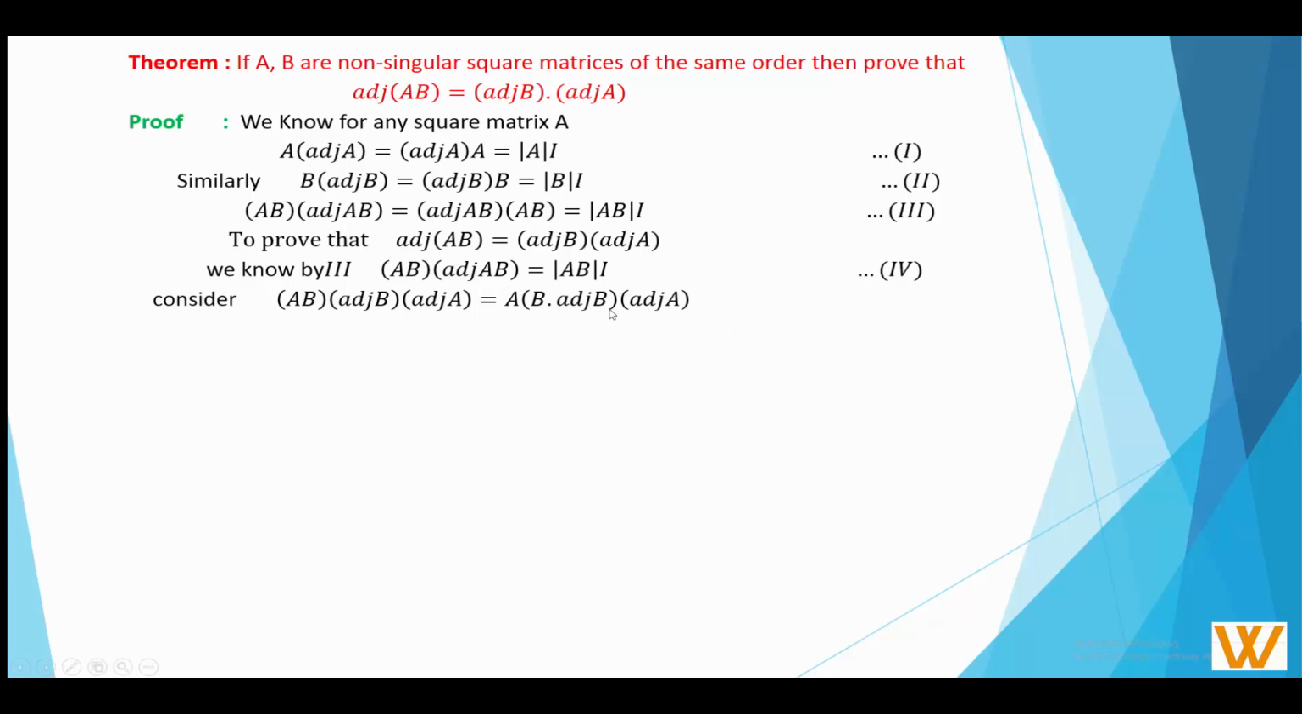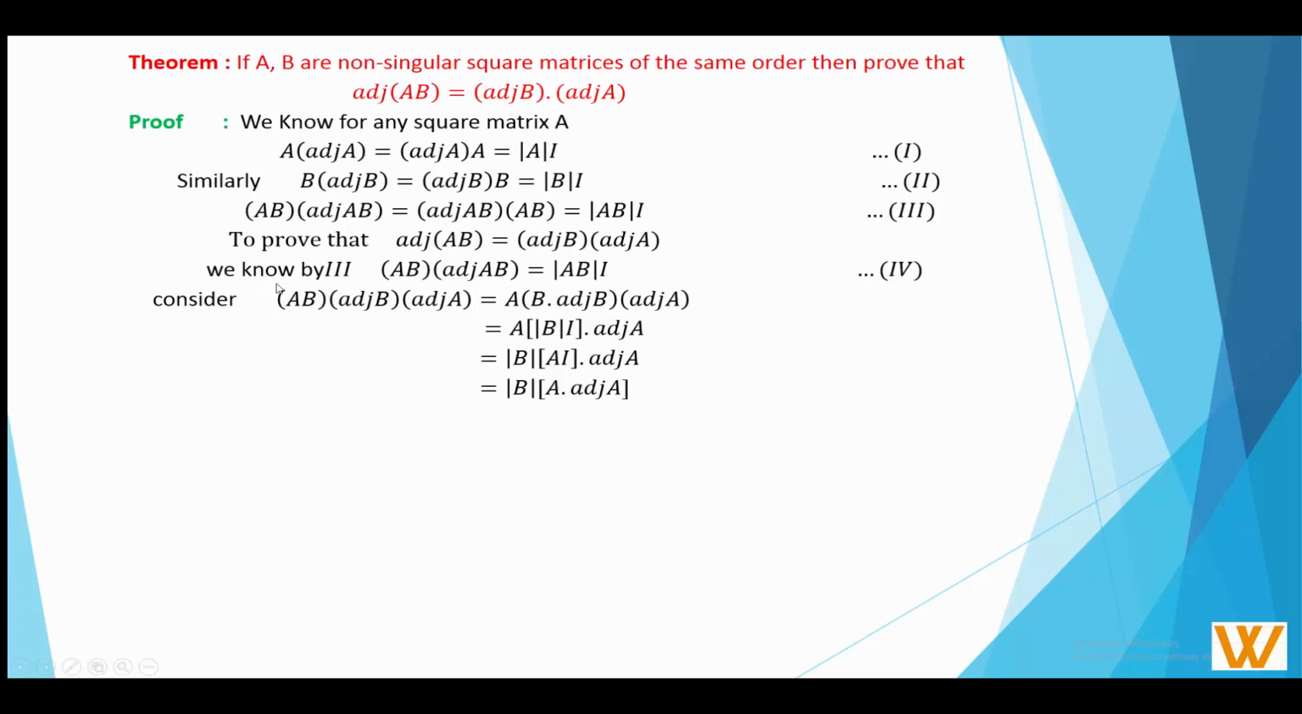Now use the formula for B into adjoint B: B into adjoint B is determinant B into I. Put the value of this term, determinant B into I, by using the second formula. So A inside the bracket, determinant B into I, into adjoint A. Write determinant B outside the bracket, since determinant B is a constant value. So determinant B, inside the bracket A into I into adjoint A. A into I is only A. So determinant B into A into adjoint A.